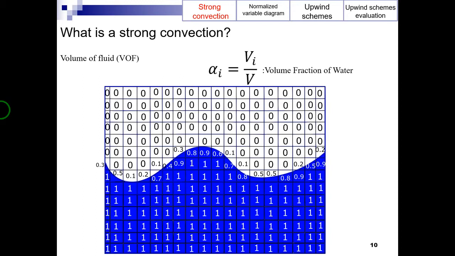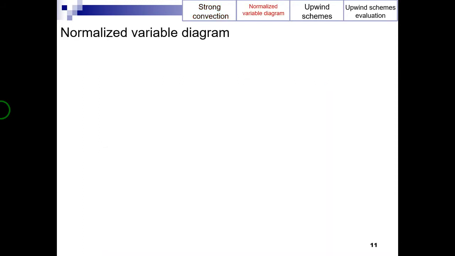The upwind schemes that we are going to evaluate include the first order scheme, second order scheme, and third order scheme, which is also referred to as the QUICK scheme. For this purpose, we're going to use the normalized variable diagram. Now let's see what the normalized variable diagram is. The normalized variable diagram is a plot which describes the locally normalized convected control volume phase variable with respect to the normalized adjacent upstream node variable.